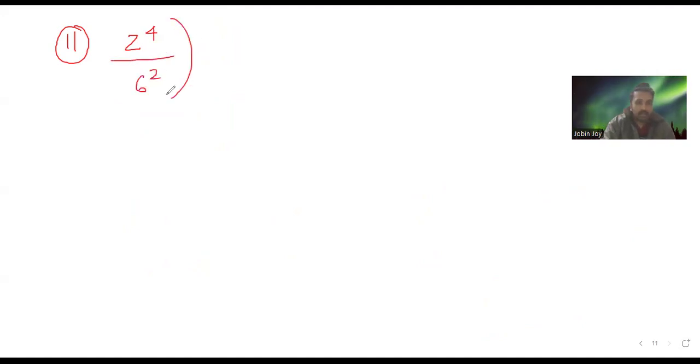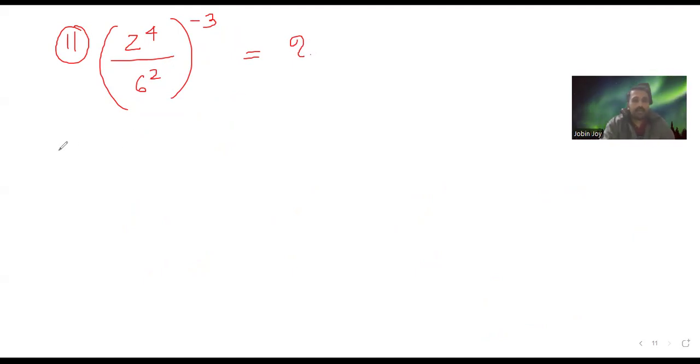Question number 11. Z raised to 4 divided by 6 square, the whole raised to minus 3 equals. What is the value of this expression? Z raised to 4 divided by 6 square, the whole raised to minus 3.